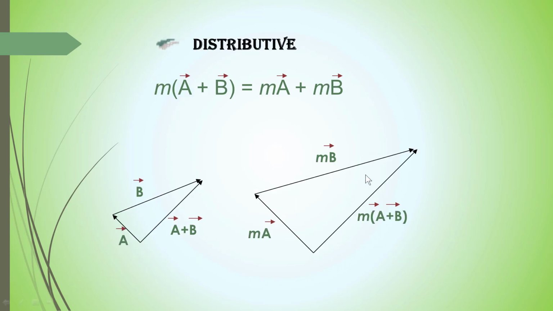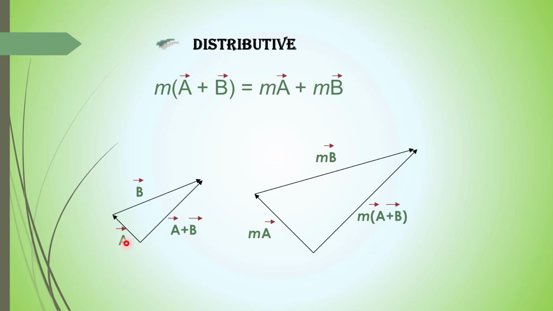Distributive law, distributive property again holds in vector addition. If we have any scalar m and we multiply it with the resultant a plus b, then this is equal to ma plus mb. So if we add a plus b and multiply the resultant with m, that will give us ma plus mb. You can see over here a, b, the resultant a plus b, and ma and mb, that will give us ma plus mb. So distributive law also holds.